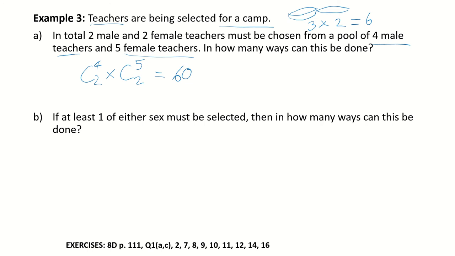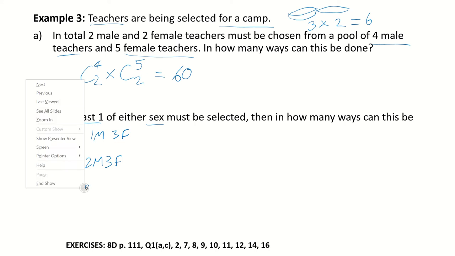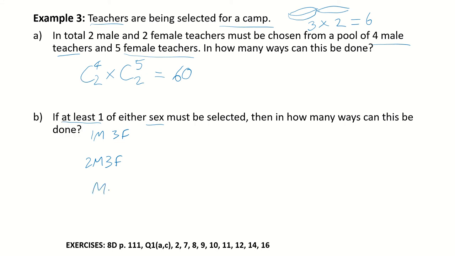Now, part B, a little bit more tricky, if at least one of either sex must be selected. So now we're not saying 2 and 2, we're saying at least one. So there's 4 teachers in total. So our options are 1 male, 3 female. We could also have the same that we just had, the 2 males and 2 females. And then we could also have 3 males and 1 female teacher. So in this case, this is sort of the sum principle where we have to add up the 3 different options.